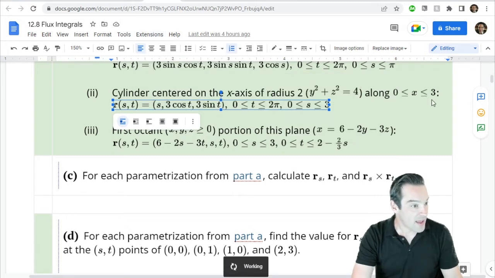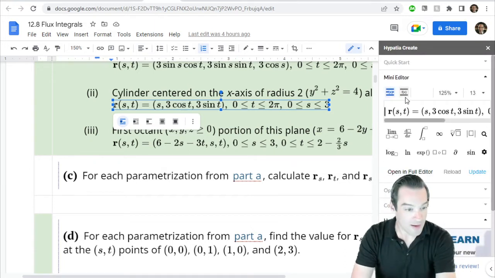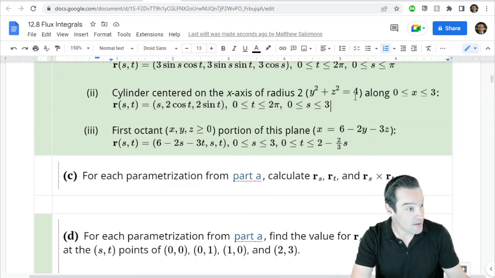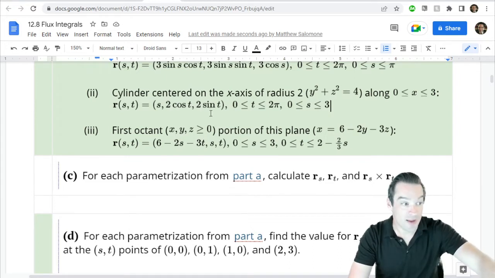And so the fact that x ranges from 0 to 3, this is sort of like the z in my cylindrical coordinates, that is just a coordinate unto itself. I don't have to do anything special for its parameterization. I can just let s mean the same thing as x does, just like it would have meant the same thing as z does in our traditional cylindrical coordinates. And so the fact that y squared plus z squared is equal to 4 means that y and z can satisfy y equals 2 cosine t, z equals 2 sine t. And so there is my cylindrical parameterization for this one.